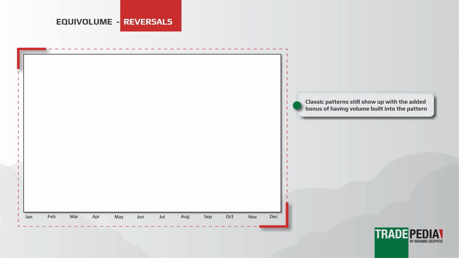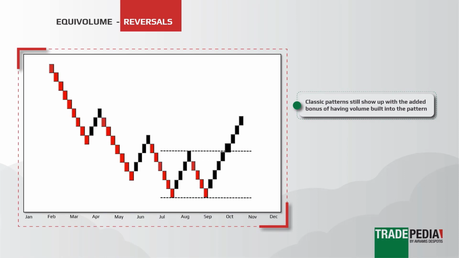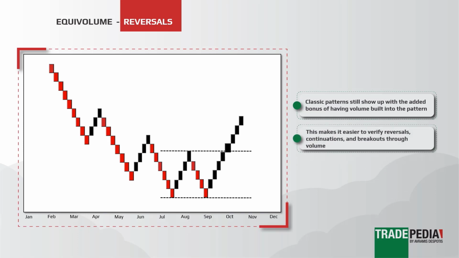In equivolume charts, classic patterns still show up with the added bonus of having volume built into the pattern. This makes it easier to verify reversals, continuations, and breakouts through volume analysis. Wide boxes show increased volume at the breakout levels and can act as further confirmation.